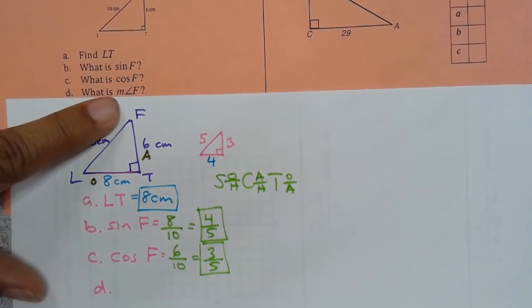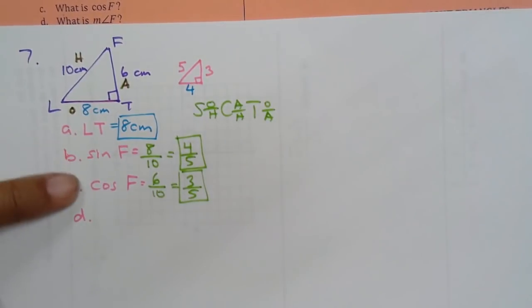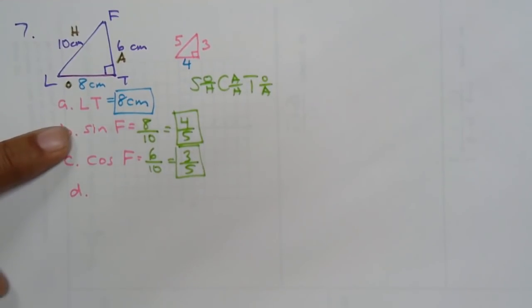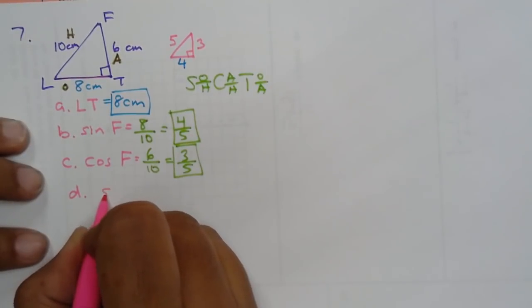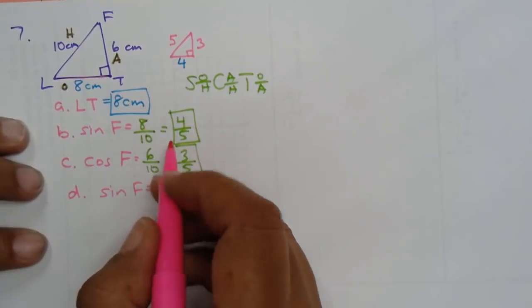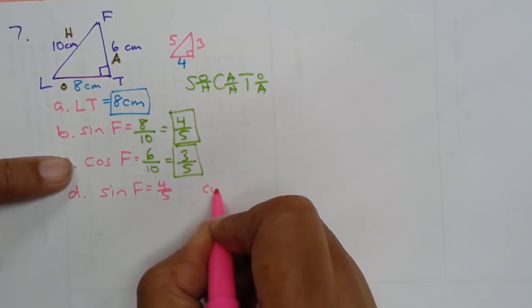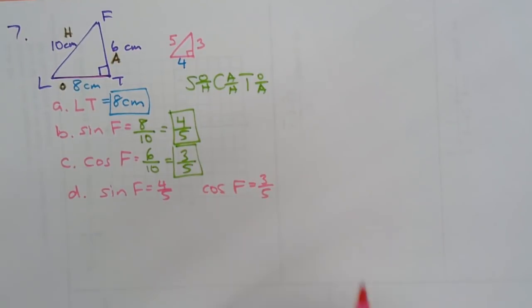And then the last one of these is to solve for what angle F is. What is the measurement of angle F? I can use either one of these two ratios to solve for it. So I'll do both just to show you that it works for either one. The first one I had was sine F equals, and you could use 8 over 10 or 4 over 5. Or you can use cosine F equals 3 over 5. You don't have to use both. I'm just showing you that both of them get you the same answer.